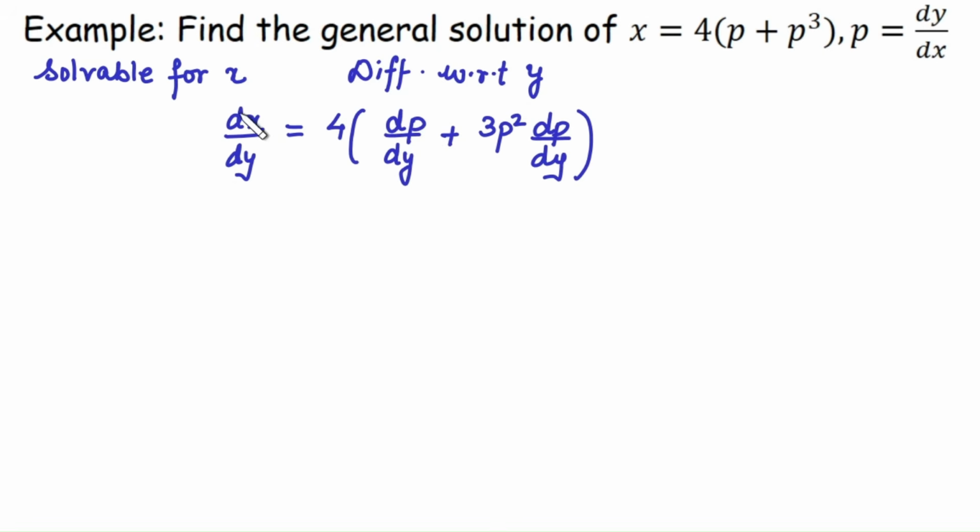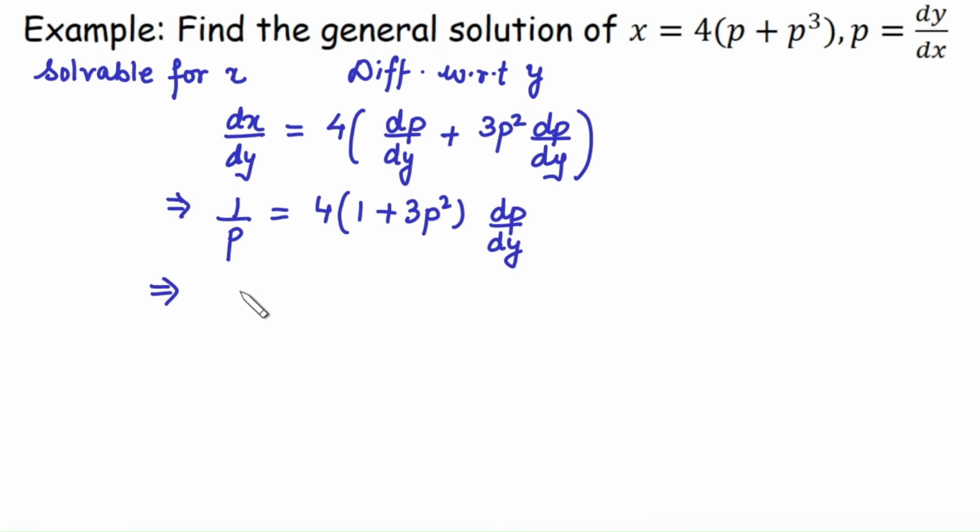In the next step, dx/dy is written as 1/p. This is equal to 4, taking dp/dy common. So this results in (1 + 3p²) dp/dy. Further simplifying this, dp/dy is equal to 1/(4p(1 + 3p²)).